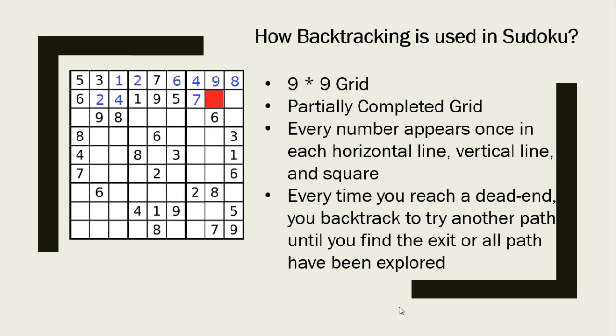Okay, so we can take one more example of a maze also. The typical scenario where a backtracking algorithm is used is when you try to find your way out of a maze. Every time you reach a dead end, you backtrack to try another path until you find the exit or all paths have been explored. So you can take the example of Sudoku, a puzzle, or a maze. All these problems are solved only with the help of backtracking. So, though backtracking is exponential in terms of time and space, certain problems can be solved by using backtracking only.